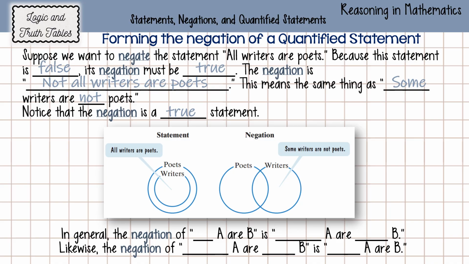Here's our diagram that shows the statement, all writers are poets. So writers is a subset of poets. The negation, some writers are not poets, shows an overlap where some of the writers are, but not all of them are. In general, the negation of all A are B is some A are not B. Likewise, the negation of some A are not B is all A are B.